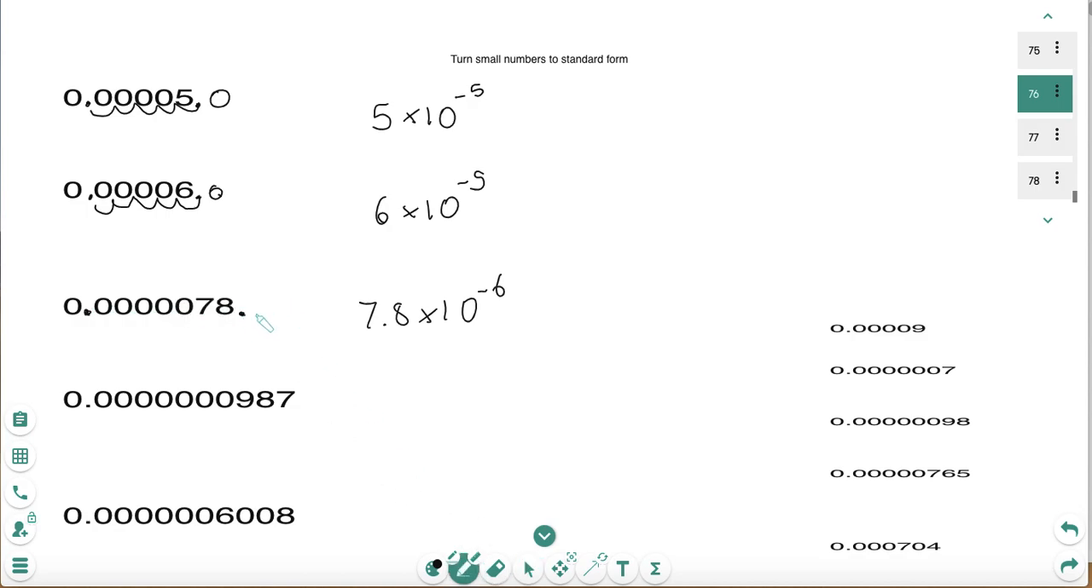But look at this number now. So 78.0. Look at this. It's 78. That's not between 1 and 10. So our decimal place should have been here. Here, let's move our decimal place.